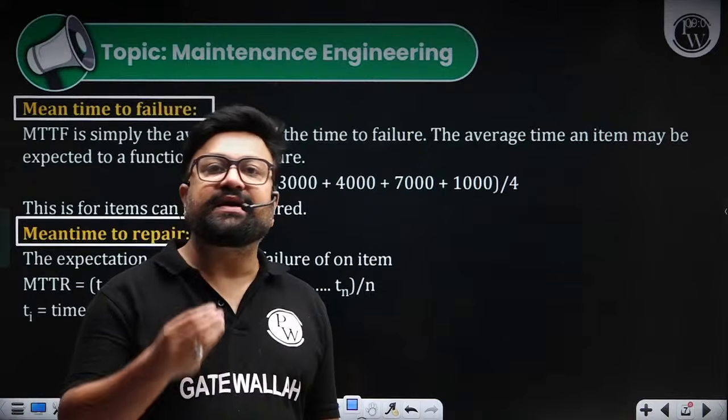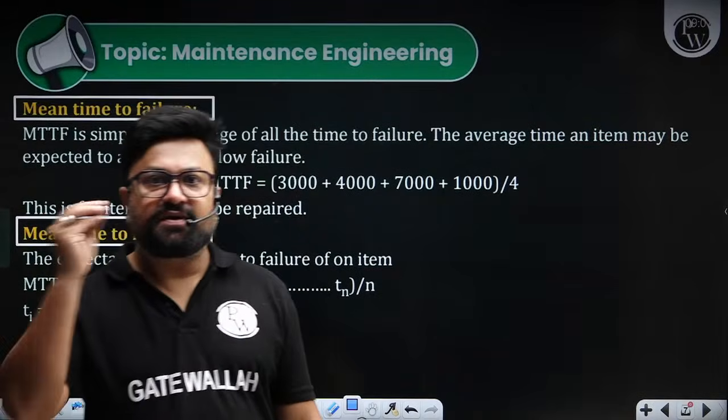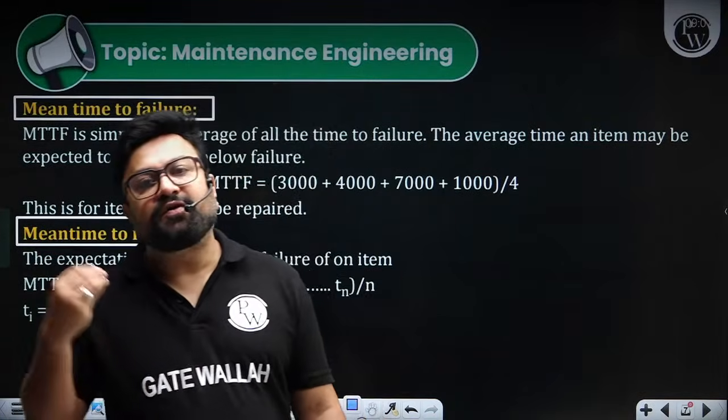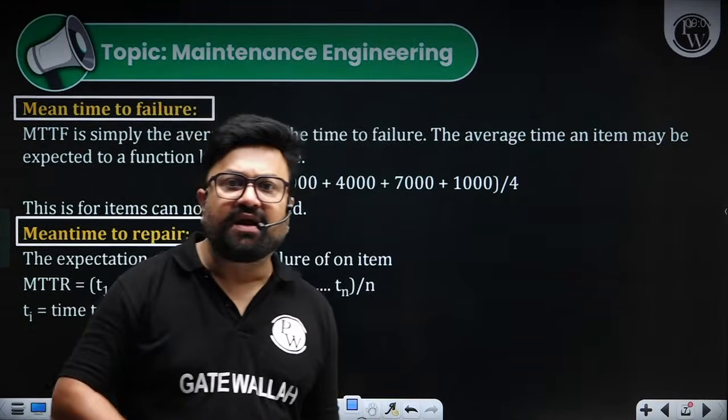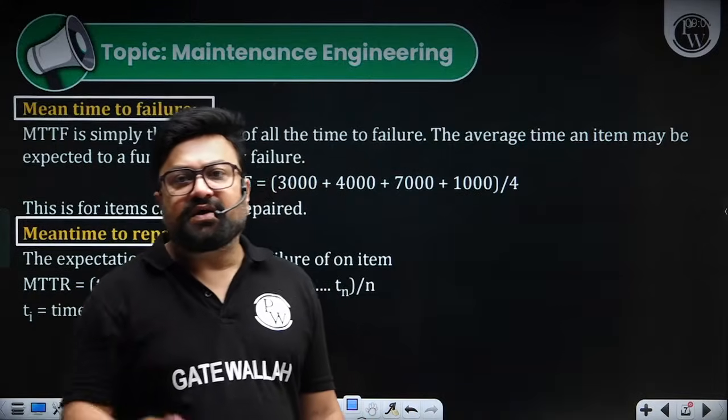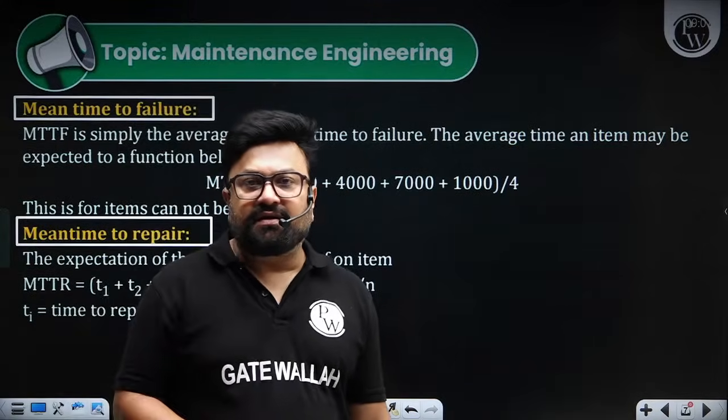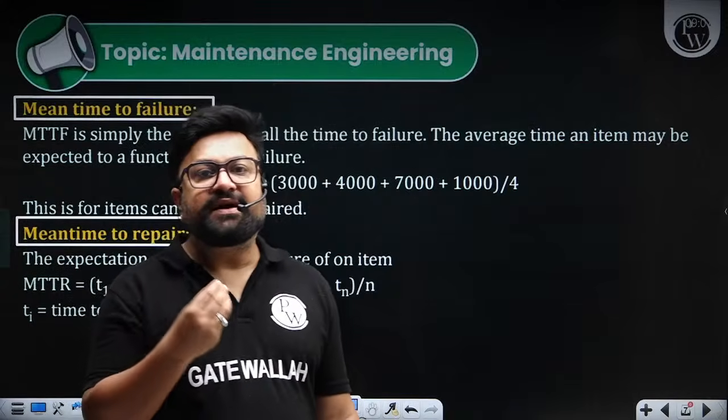If a component is run for 3000 hours, then it fails. If a component runs for 4000 hours, then it fails. If a component runs for 7000 hours, then it fails. If a component runs for 1000 hours, then it fails. Then what is the mean time to failure?